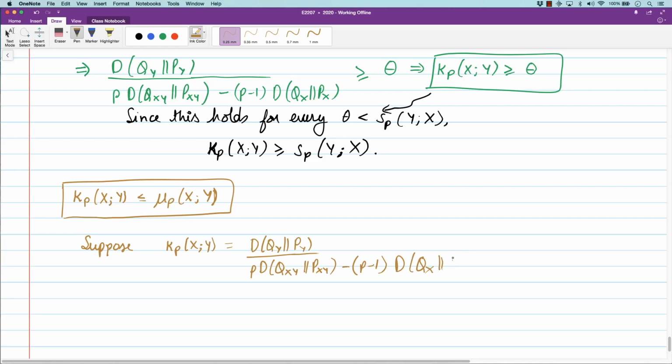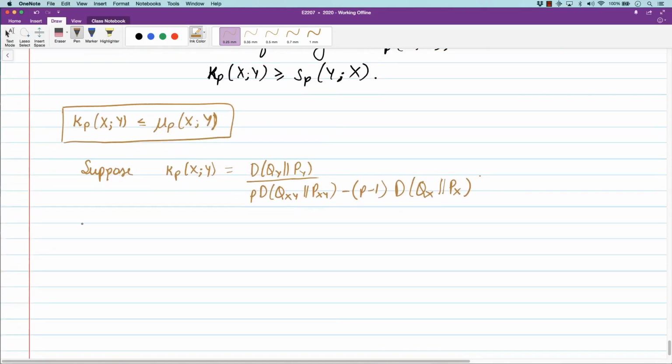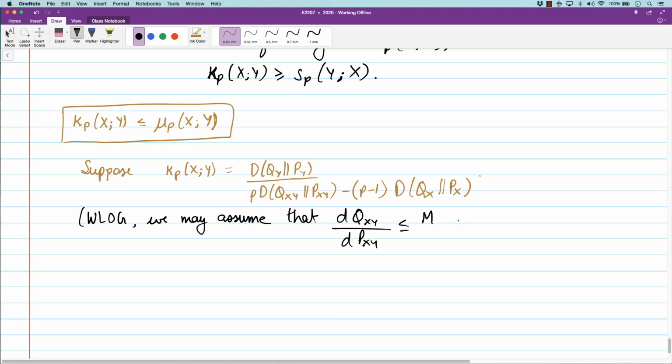We will use this distribution q_xy to define a random variable U, which is used in the definition of mu_{p_xy}. So how do we define that? So consider the distribution. Before that, a technical statement: without loss of generality, we may assume that this density ratio is less than or equal to some large constant M, almost surely, with probability 1. We can assume that it's bounded. This boundedness will be used in our proof. Okay, so let's assume that.